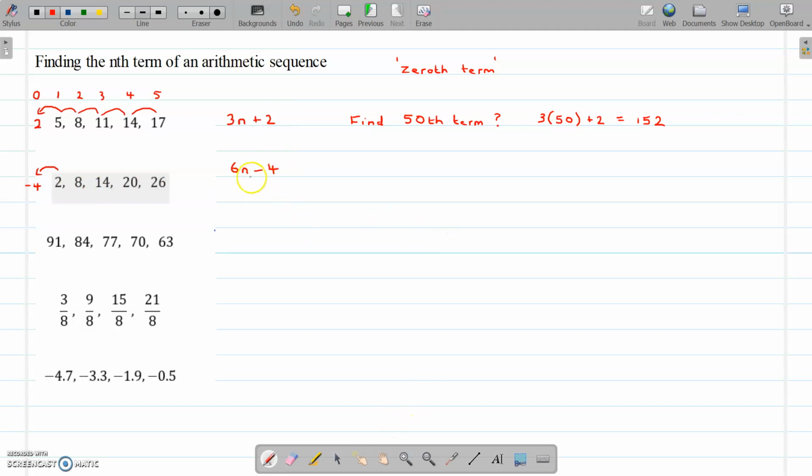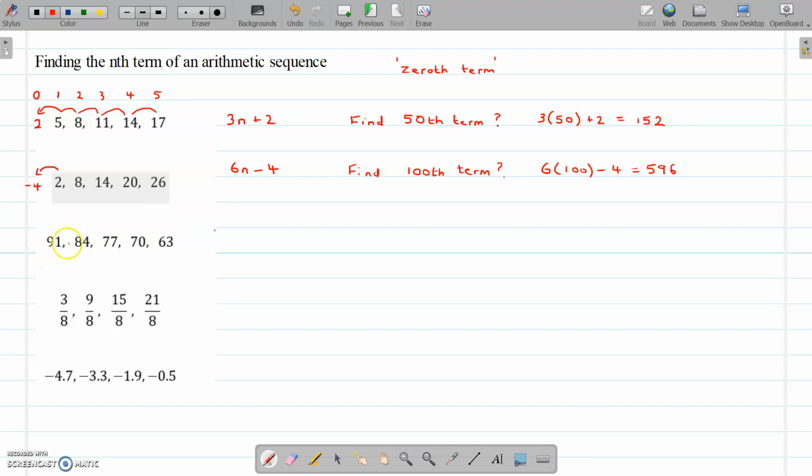Again, if we wanted to find, say, the 100th term of this sequence, all we would need to do is put n equal to 100 in that formula. That would give us 6 times 100, which is 600, take away 4, 596. Of course, it would take you a long time to write the whole sequence out for 100 numbers, but you can do that straight away.